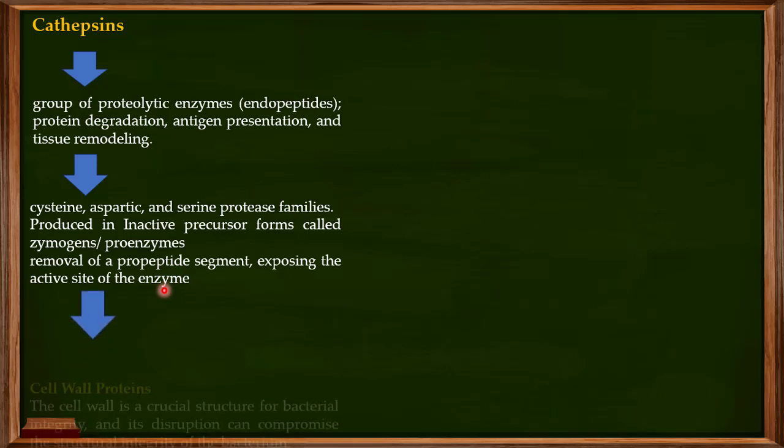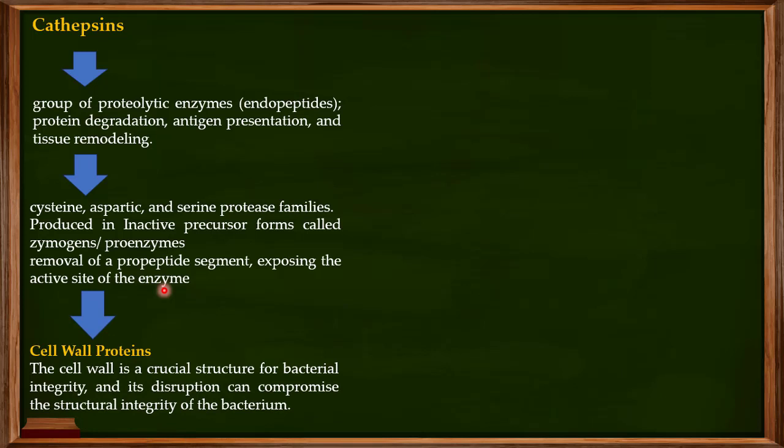If you look at the targets of these cathepsins, one of the important targets is the cell wall proteins. Now, there are a lot of important cell wall proteins which are responsible for the integrity of the cell wall, and when the cathepsin degrades those proteins, that is going to compromise the structural integrity of the bacterium. So this is one of the targets of the cathepsin.